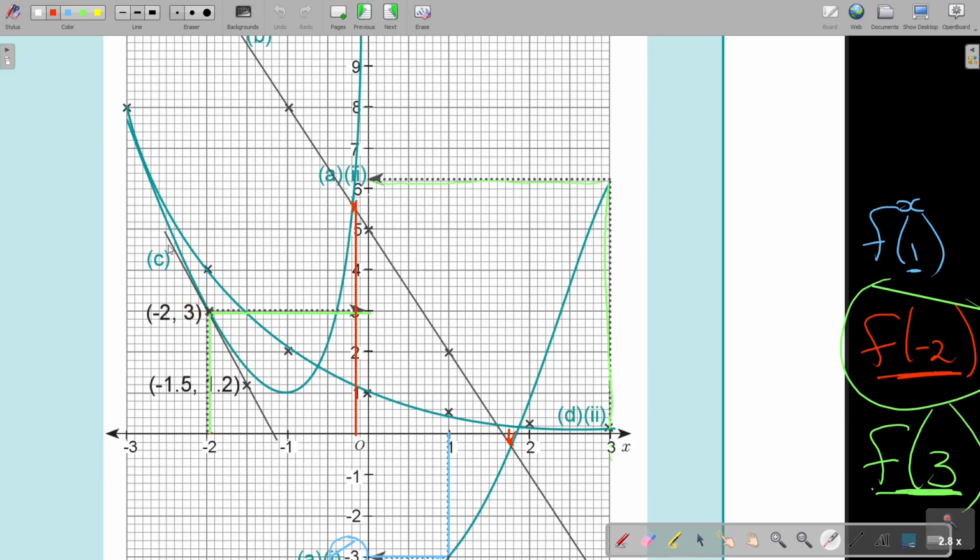And then I write my 2 points. So it's negative 2 and 3, and then any other point. So it's negative 1.5 and 1.2. You can just not see it very clearly there. Okay, there, 1.2.